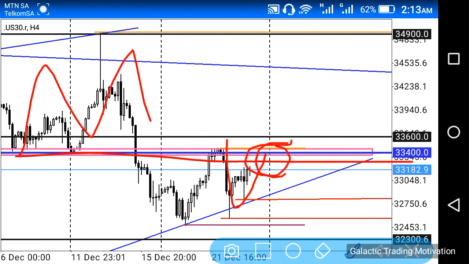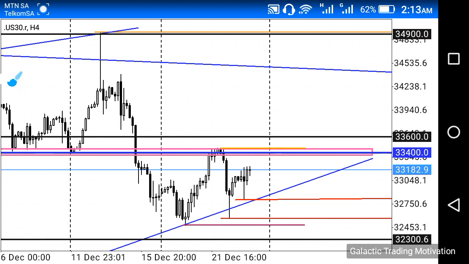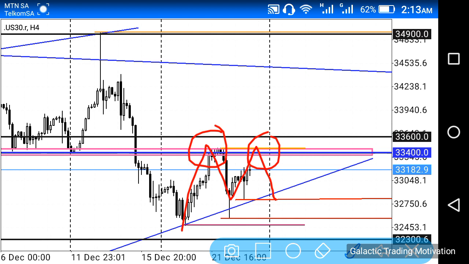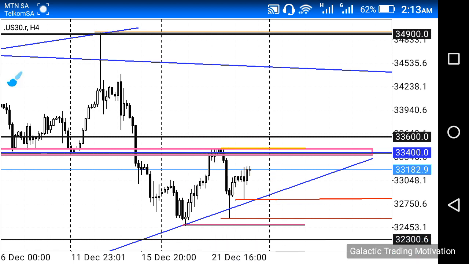And at this point, we might then see price move further down, in which case it would give us a very nice M structure at that point, right? With this side being the first leg of that M structure and this side being the second leg of that M structure, right? I hope what I'm saying, guys, makes sense, right?